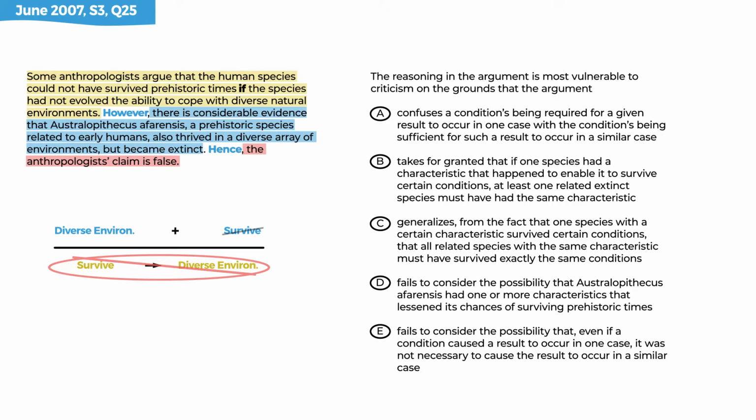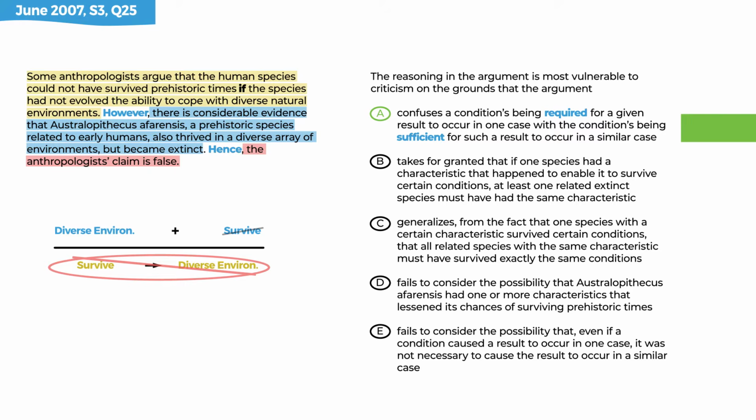Right? The argument here is mistaking a sufficient condition for one that is necessary. If we reverse the anthropologist's claim, then the evidence works to refute it. But as it is stated, it's not enough to refute it. And so what we're really looking for is an answer choice that describes the flaw of mistaking a sufficient for a necessary condition. Answer choice A says it confuses the conditions being required for a given result to occur in one case with the conditions being sufficient for such a result to occur in a similar case. This looks really good. This describes a sufficient condition and a necessary condition. Let's hold on to answer choice A.